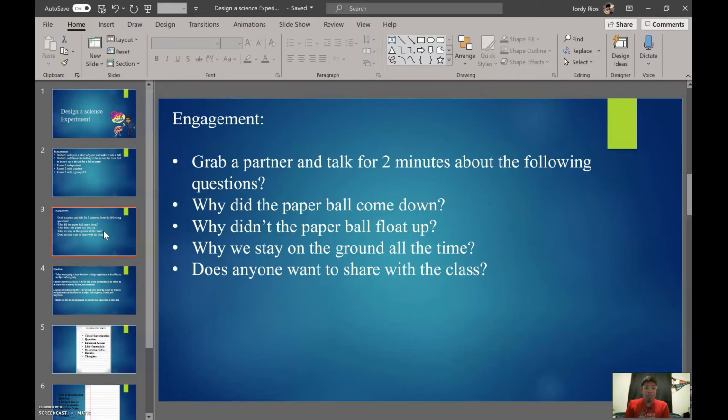Question number 2. Why didn't the paper ball float up? So when we were bouncing it, why didn't it just float up into the sky? Question number 3. Why do we stay on the ground all the time? Why don't we float up? That's a good question. Okay, so I want you to discuss those 3 questions with the partner for how many minutes? 2 minutes. Alright, go ahead and go. And someone needs to pause this video right here for 2 minutes, okay?